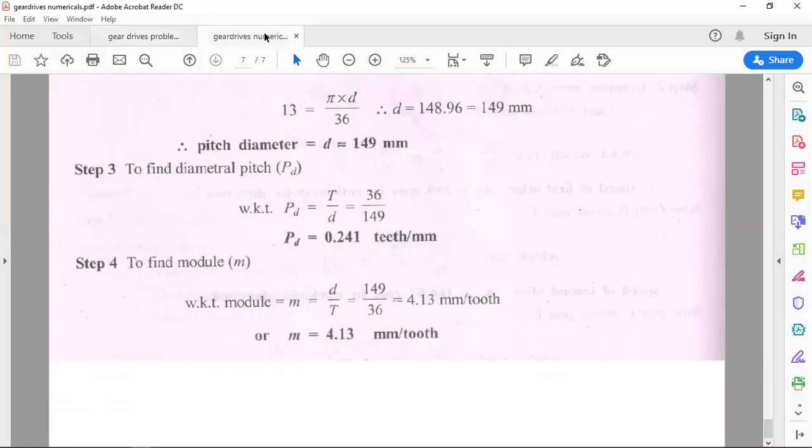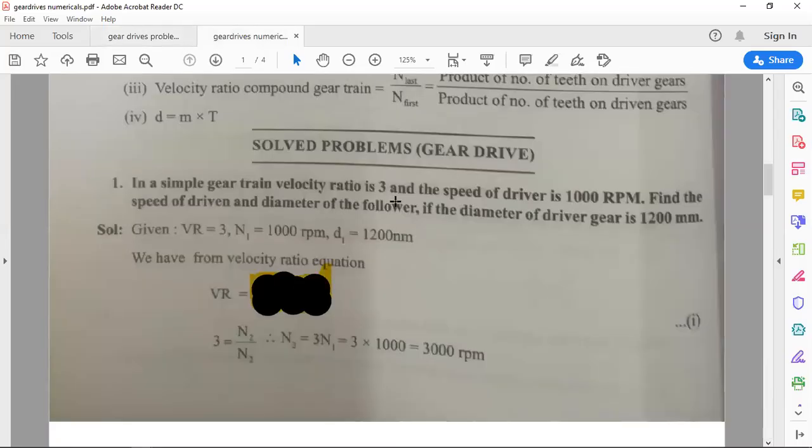Next we'll go to different sums in the same kind of simple gear train. The velocity ratio is 3 and the speed of the driver is 1000 rpm. Find the speed of the driven gear and the diameter of the follower. The diameter of the driver gear is 1200. So the velocity ratio is known and the driver gear speed is also known. I need to find the driven gear speed: n2 by n1 is equal to the velocity ratio. By using this equation I can find the n2 value is 3000 rpm. Similarly, I can find the diameter also: n2 by n1 is equal to d1 by d2. Based on that I can find the d2 value.